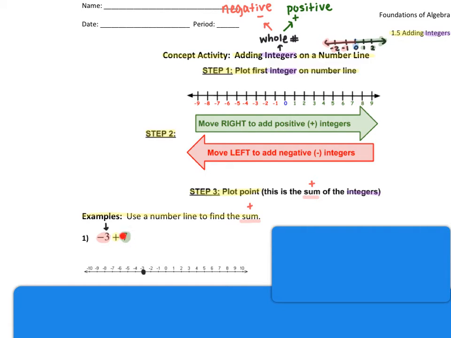If I look at this number, I see that it is positive, so I know that I'm going to be moving to the right 7. So from -3, I'm going to make my jumps 1, 2, 3, 4, 5, 6, 7. My last step says to plot the point wherever I ended up. I end up at +4. So this is the sum of the two integers, -3 and 7. So my answer is +4. So I would say that -3 plus 7 equals 4.